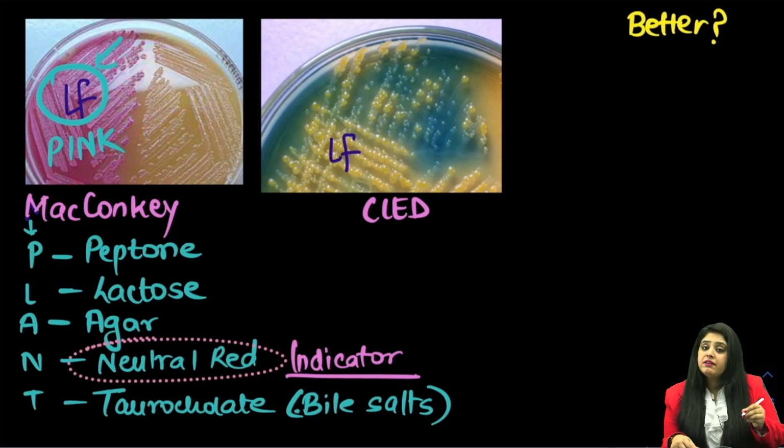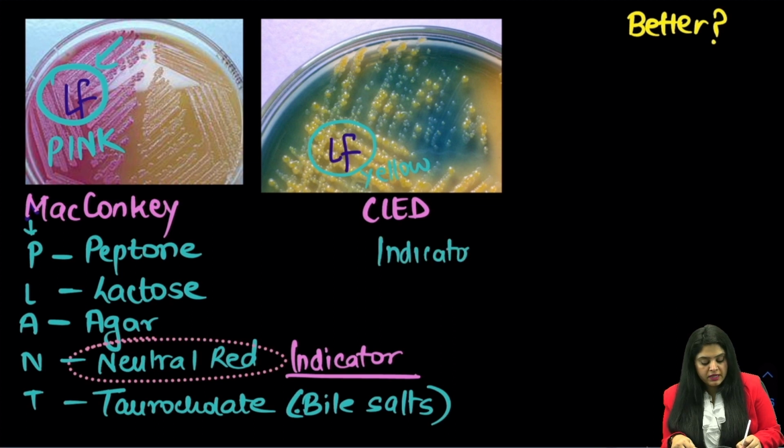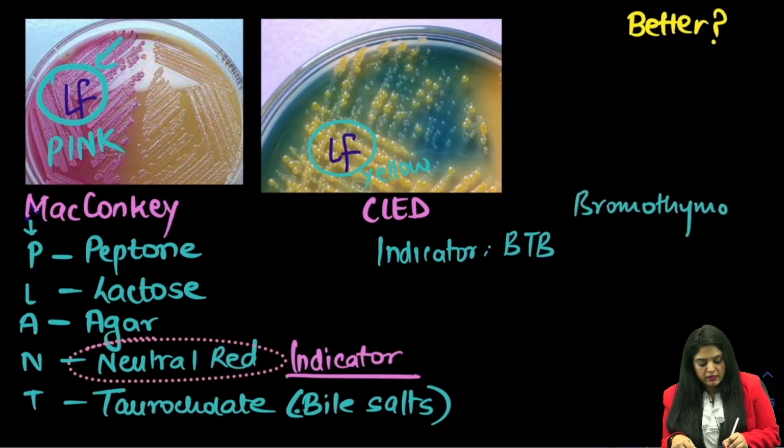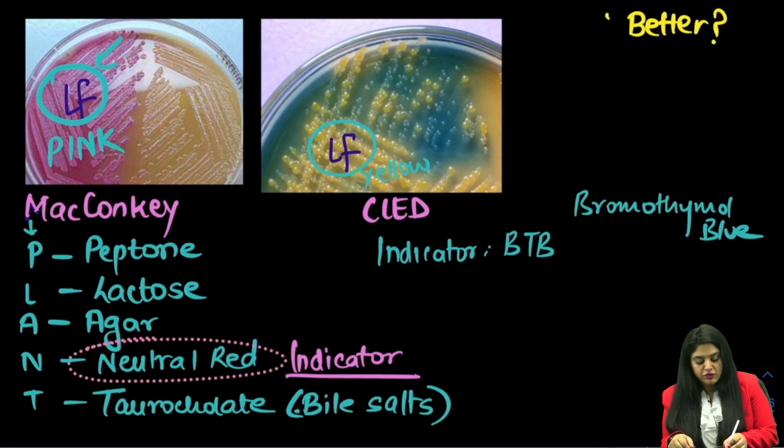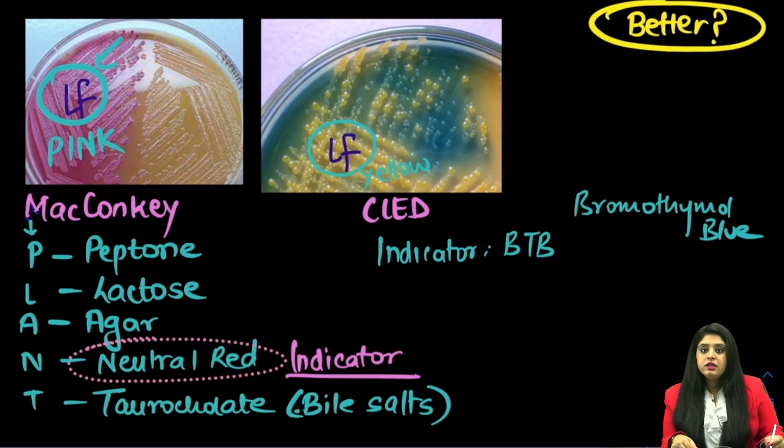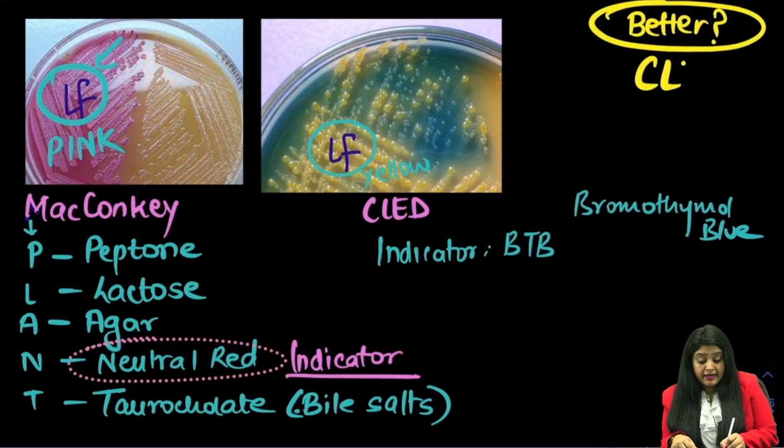Coming to the other one, we have another one for lactose fermenter that is known as CLED. And in CLED also, when lactose ferments, what color do we get? Everywhere we get a yellow color, but they will ask you what is the indicator that you use over here. Indicator is BTB, bromothymol blue. So indicator is blue, but the color everywhere for fermenting is yellow. So now they will ask you which is better. Is it going to be McConkey or is it going to be CLED? It is CLED which is better.